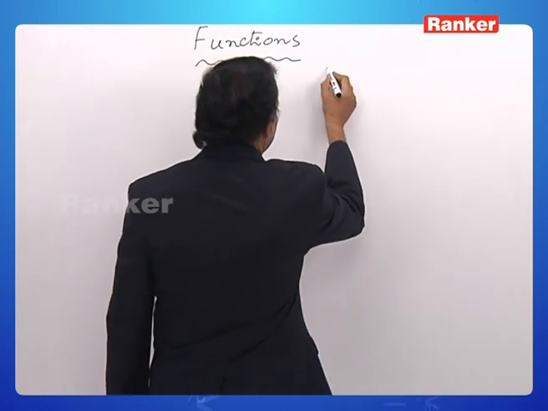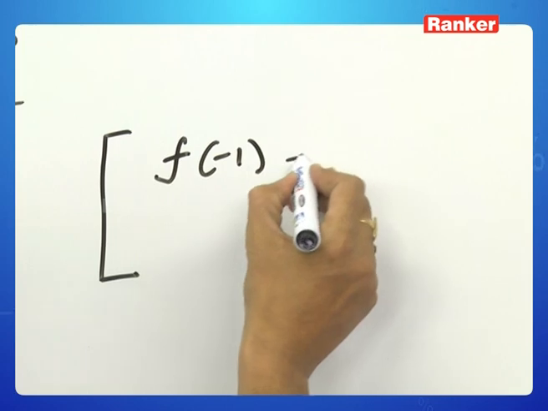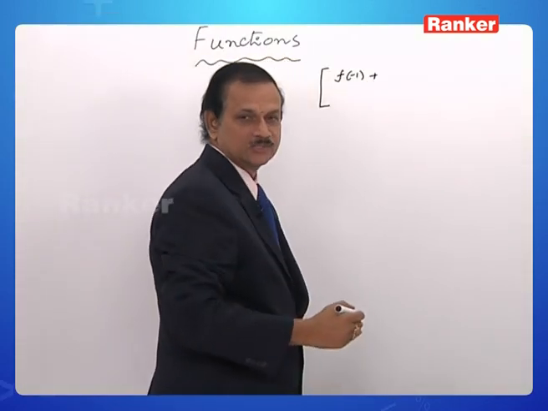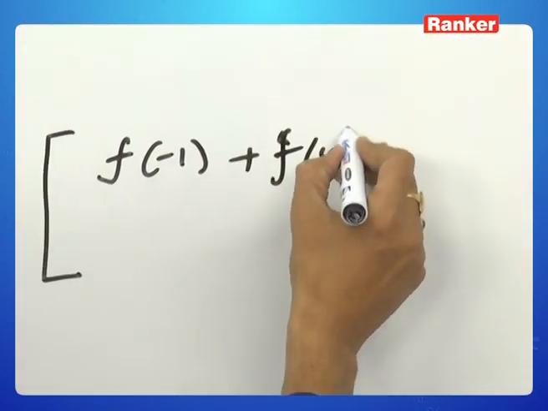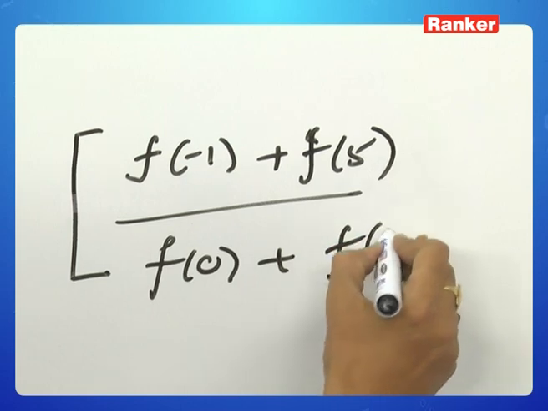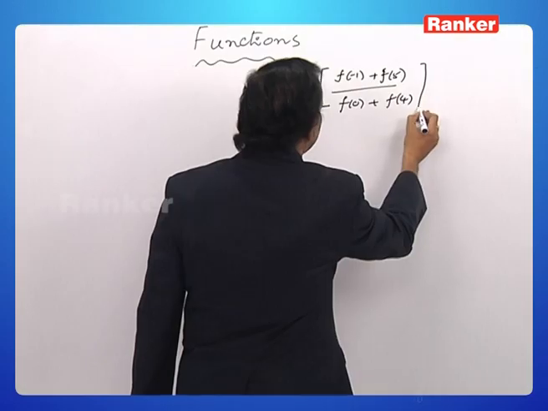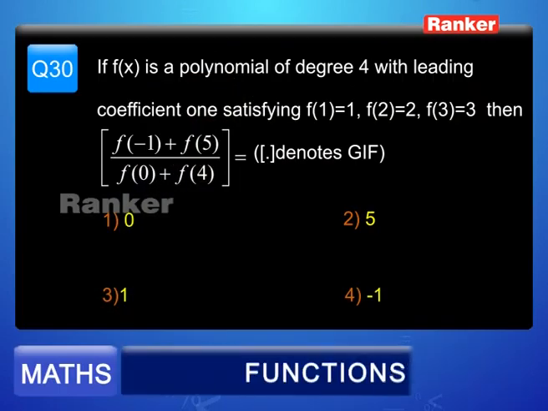What is the main question? Let us observe. The integral part of [f(-1) + f(5)] / [f(0) + f(4)] is required. The options are: first option is 0, second option is 5, third option is 1, fourth option is -1.